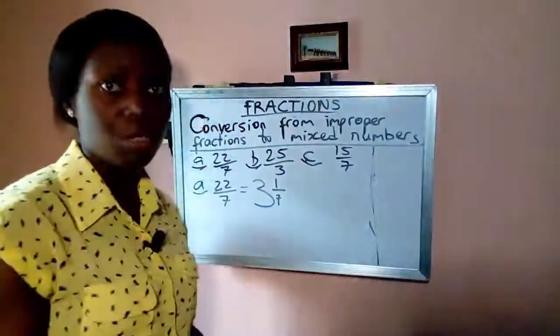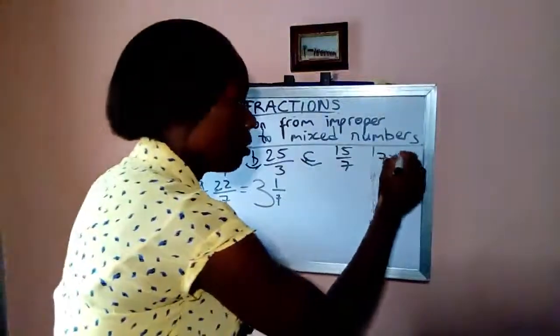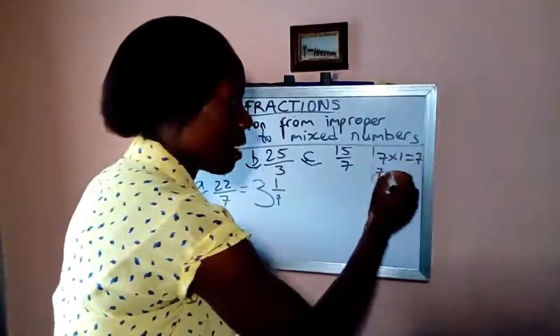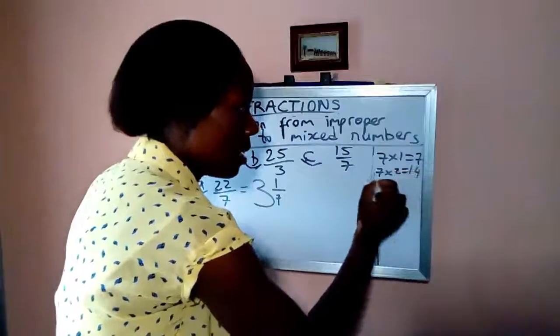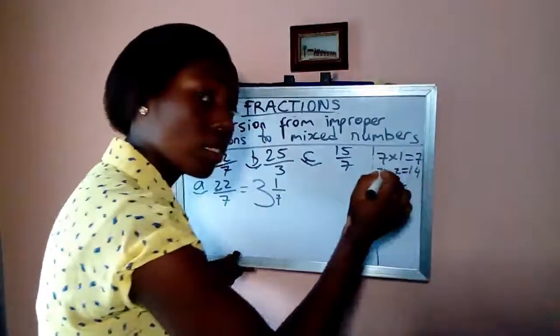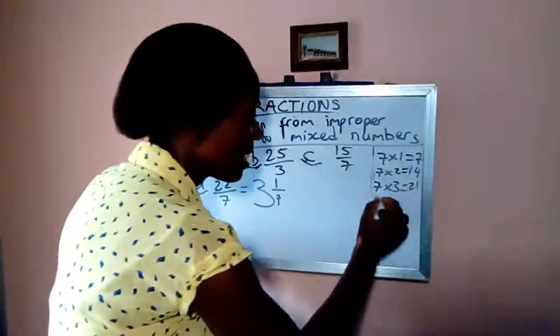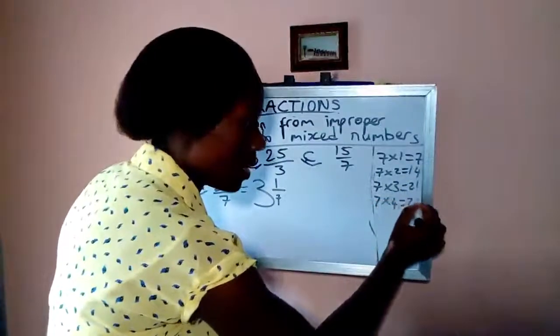Otherwise, if you feel this will waste your time, you can simply use a multiplication table. 7 times 1, we have 7. 7 times 2 is 14. 7 times 3 is what? 21. 7 times 4 is 28.